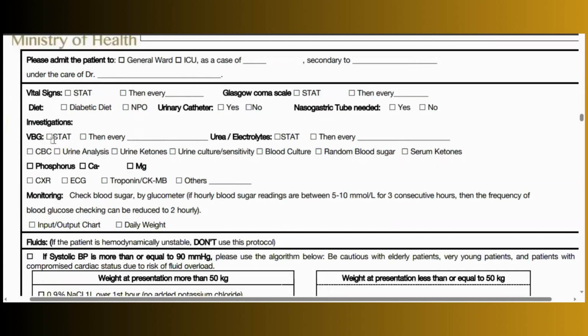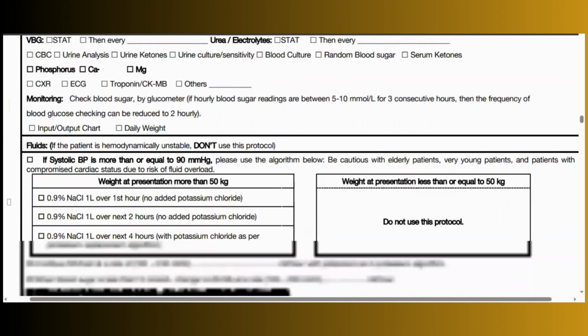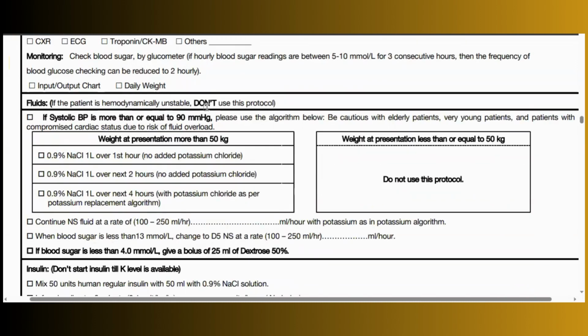venous blood gases, urea, electrolytes, CBC, urine analysis, urine ketones, then check investigation, phosphorus, monitoring the fluid. If the patient is hemodynamically stable, don't use this protocol.